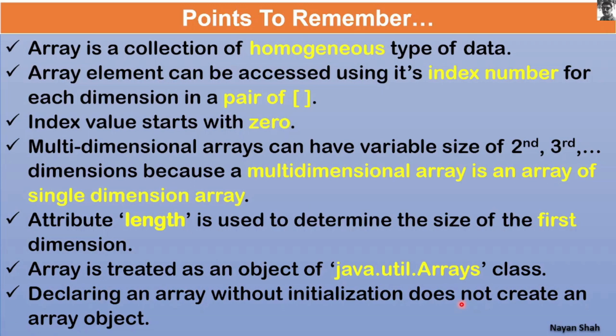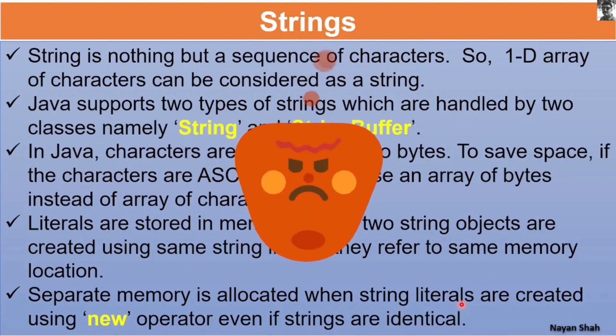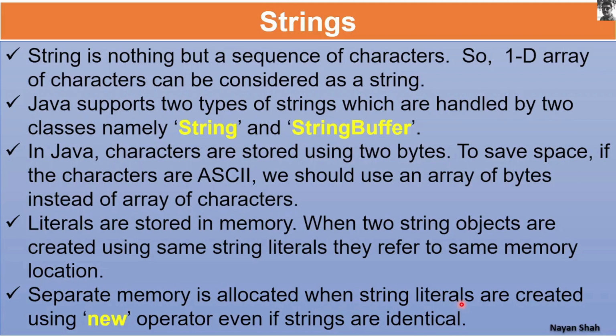Array topic gets over here, and now we move over to the next topic, and that is string. String is nothing but a sequence of characters. You might be wondering why the string topic is taken with array. It's because a string is nothing but an array, an array of characters. Because a string is nothing but a group of characters. So a 1D array of characters can be considered as a string.